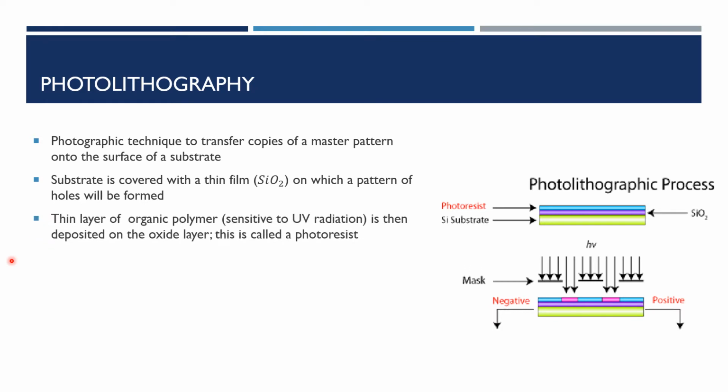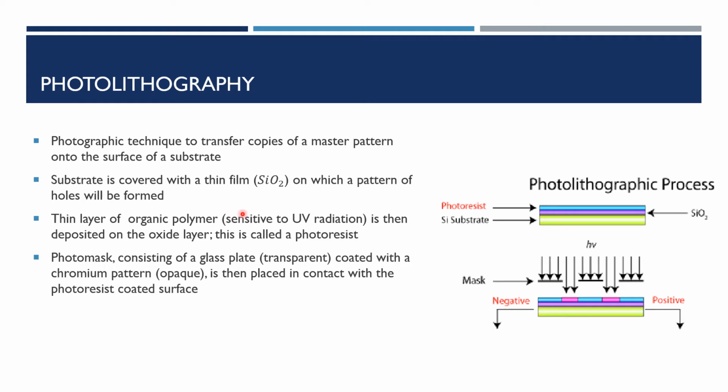On top of this oxide layer, a thin layer of organic polymer will be deposited, which is called the photoresist. Now this organic polymer layer is sensitive to UV radiation. By sensitive, I mean that it will undergo some chemical reaction if the UV radiation falls on the photoresist.